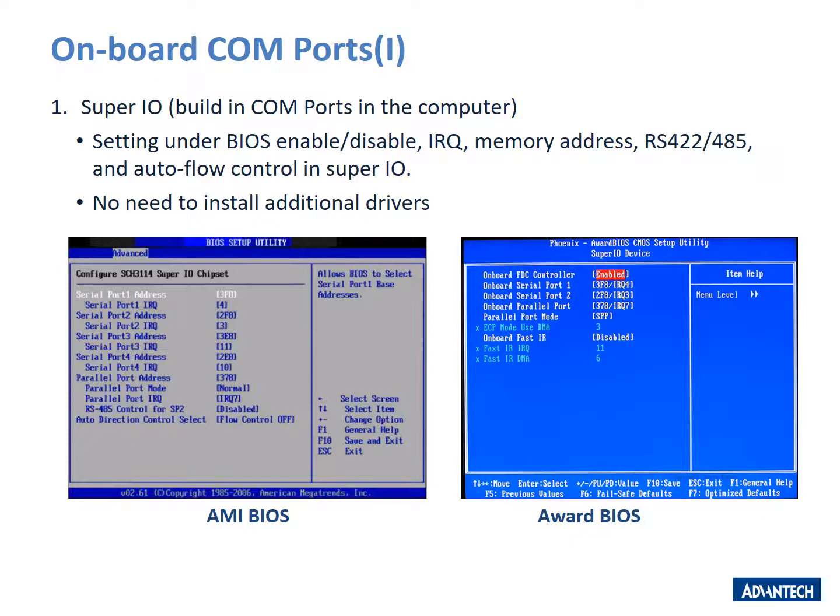One is onboard serial port and the other is extension serial port. Onboard serial ports are built-in COM ports of the computer and can be modified in the BIOS under the Super I/O section. Above are the images for AMI and Award BIOS Super I/O setting pages. When the hardware is running under Windows, the operating system includes original COM port drivers, which means it is not necessary to install additional drivers.